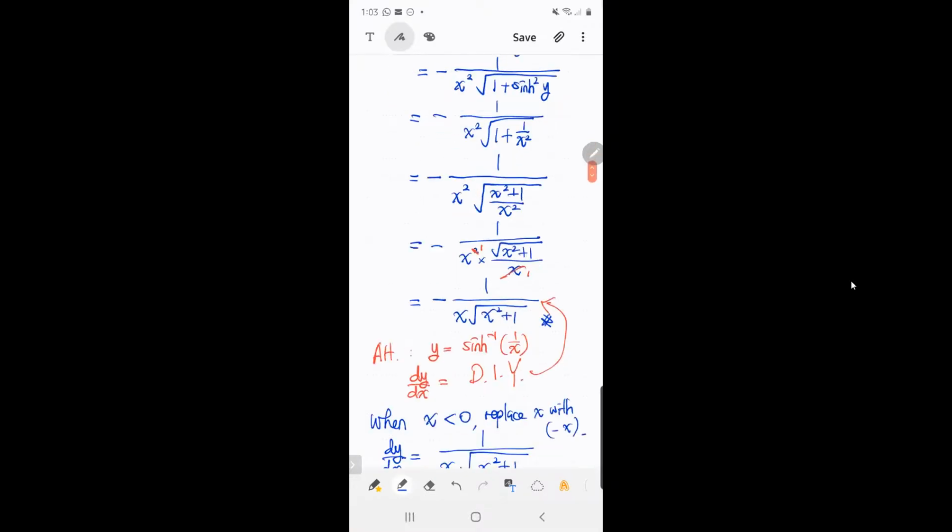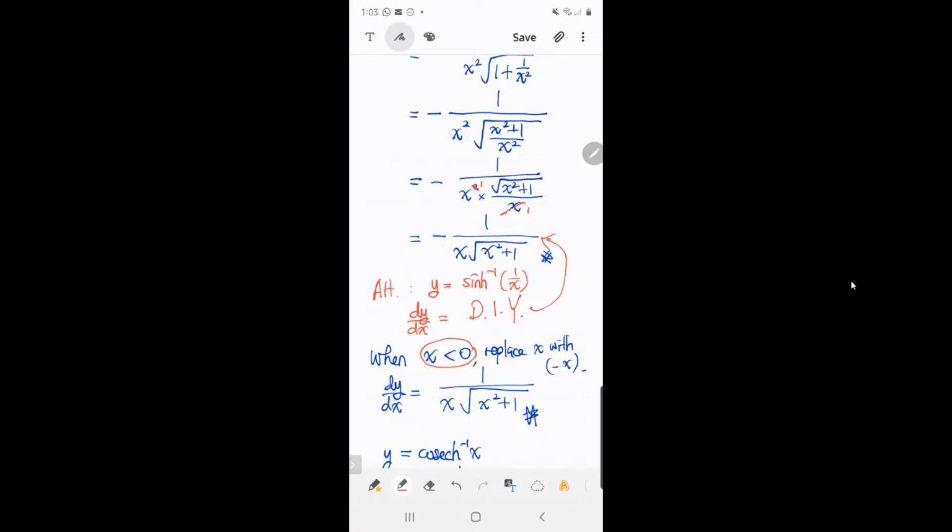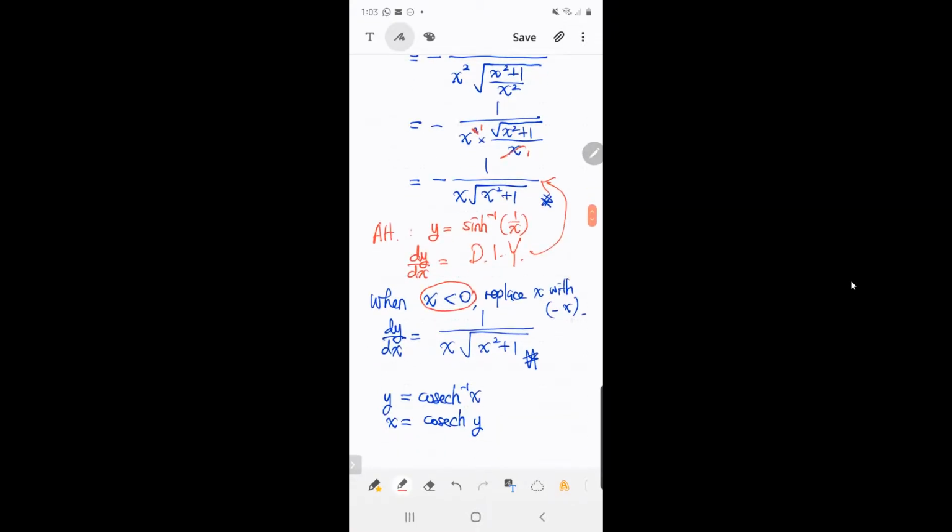Then when x is less than 0, that means you replace your x with negative x. Therefore, your dy dx is equal to 1 over x square root of x squared plus 1. Don't forget, your x here is negative, therefore your dy dx is still less than 0. So your dy dx changes to 1 over x square root of x squared plus 1. You take away the negative that you have here. So that's how you solve question number 6.